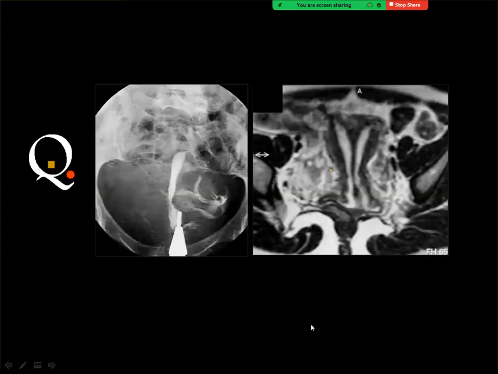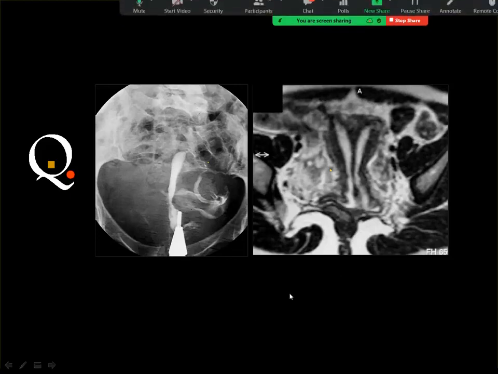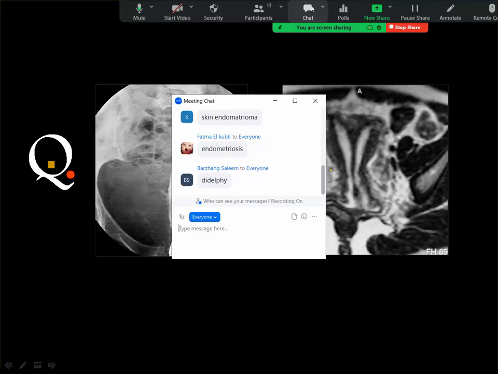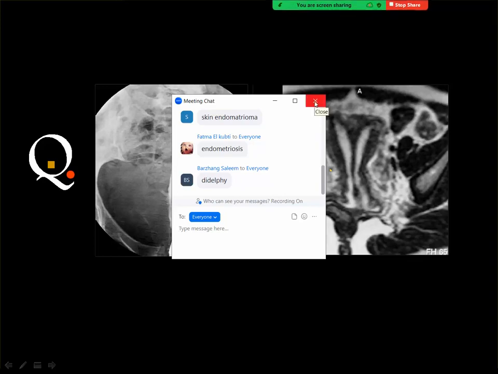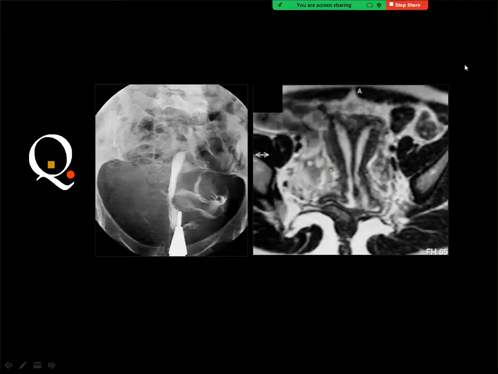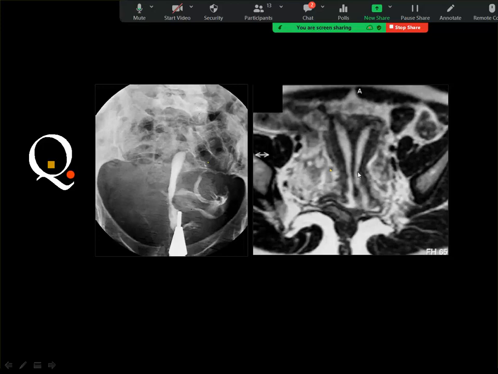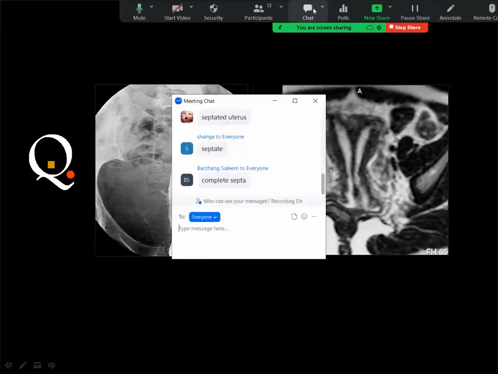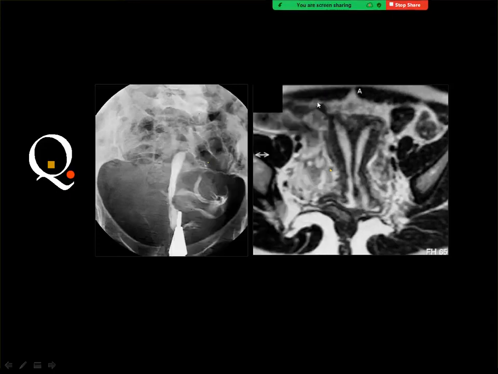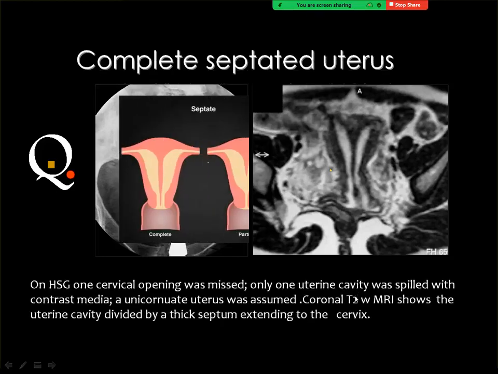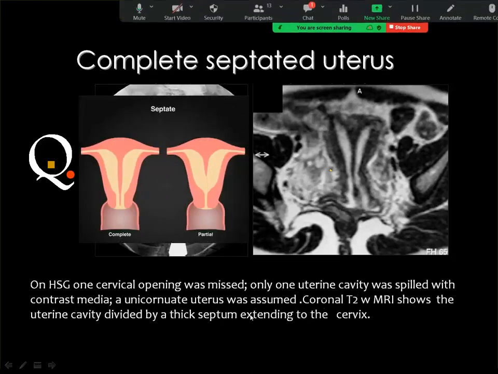during menses. Next case is hysterosalpingogram and MRI of the same case. No, and this is not uterus didelphys, because in cases of uterus didelphys, both cornua should be separated from each other. They are not attached by myometrium, and actually this is a septate uterus, and this is the right answer.